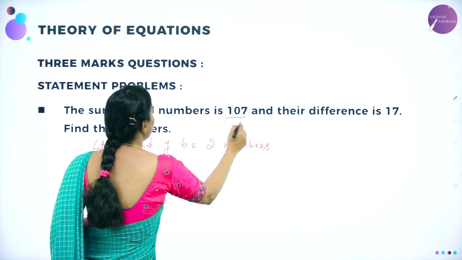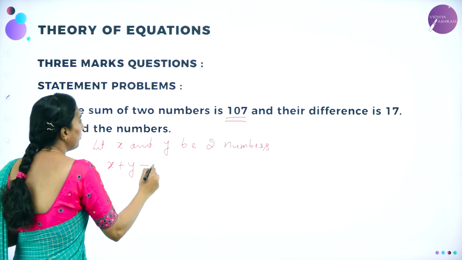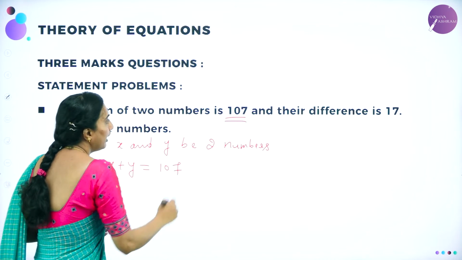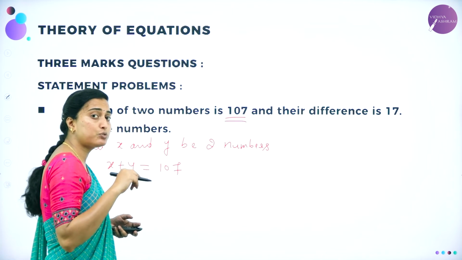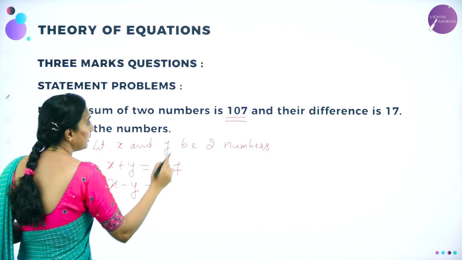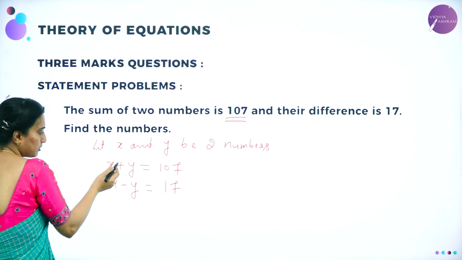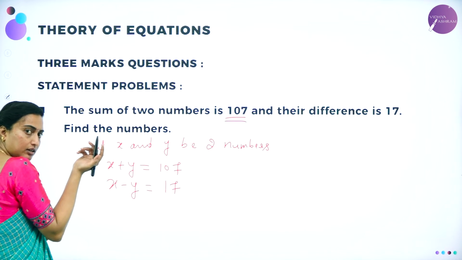They have given that the sum of their numbers is 107. Therefore, x plus y is equal to 107. And their difference means what? Minus. That is x minus y is equal to 17. Correct? Now you can add these because plus is there, minus is there. You can cancel them.